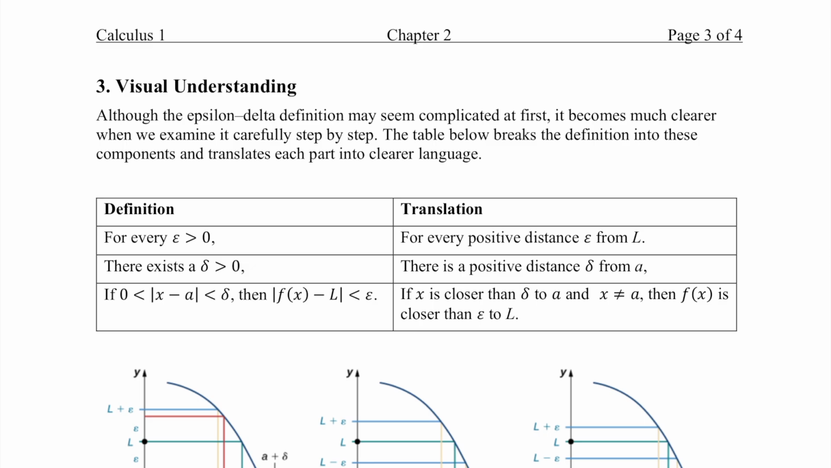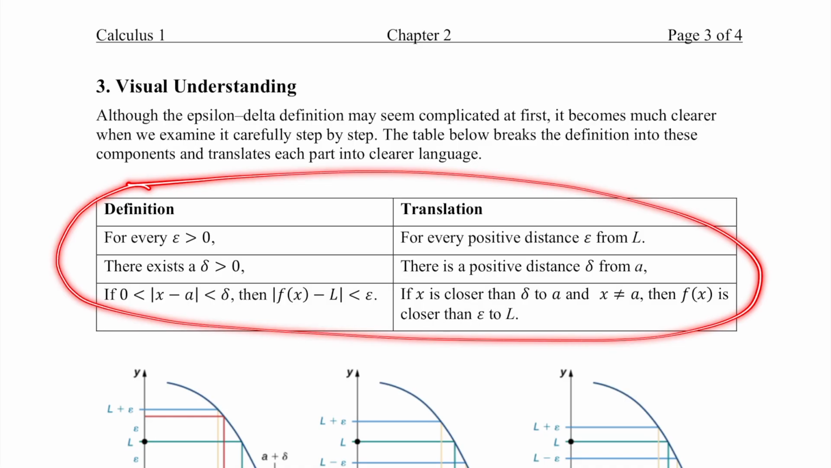Now that we've seen the formal definition, let's make it visual. The epsilon delta definition can look complicated at first, but once you see the picture, it becomes much cleaner. This table breaks the definition into the smaller pieces and translates each part into normal language.